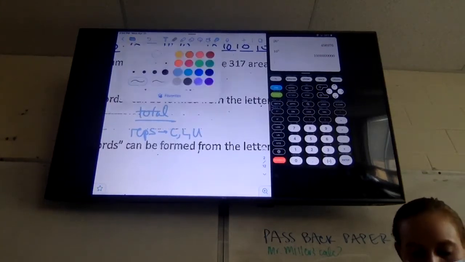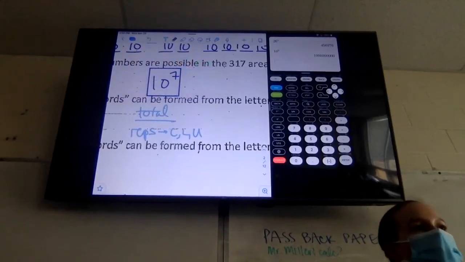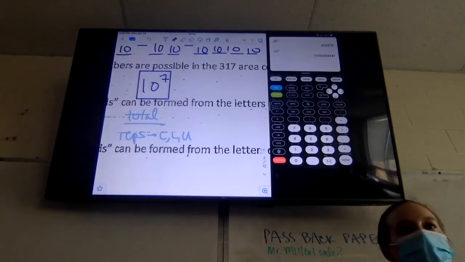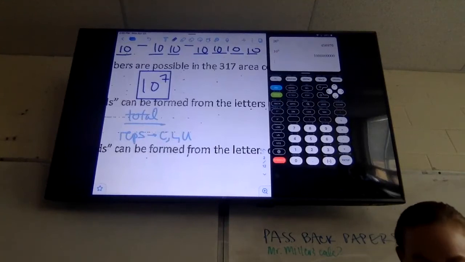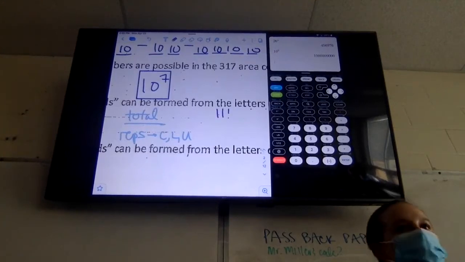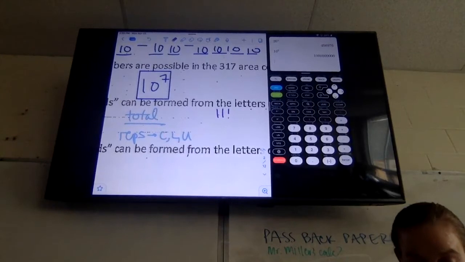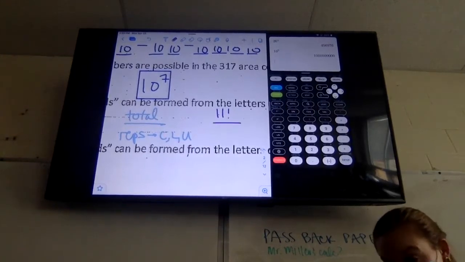Perfect. So let's build our fraction. What's the total number of letters here? How many total letters in the word pre-cal? 11, good. So we're going to say 11 factorial on top. If those are 11 unique letters, we would be done. However, we said C repeats, U repeats, and L repeats, so we have to get rid of those.